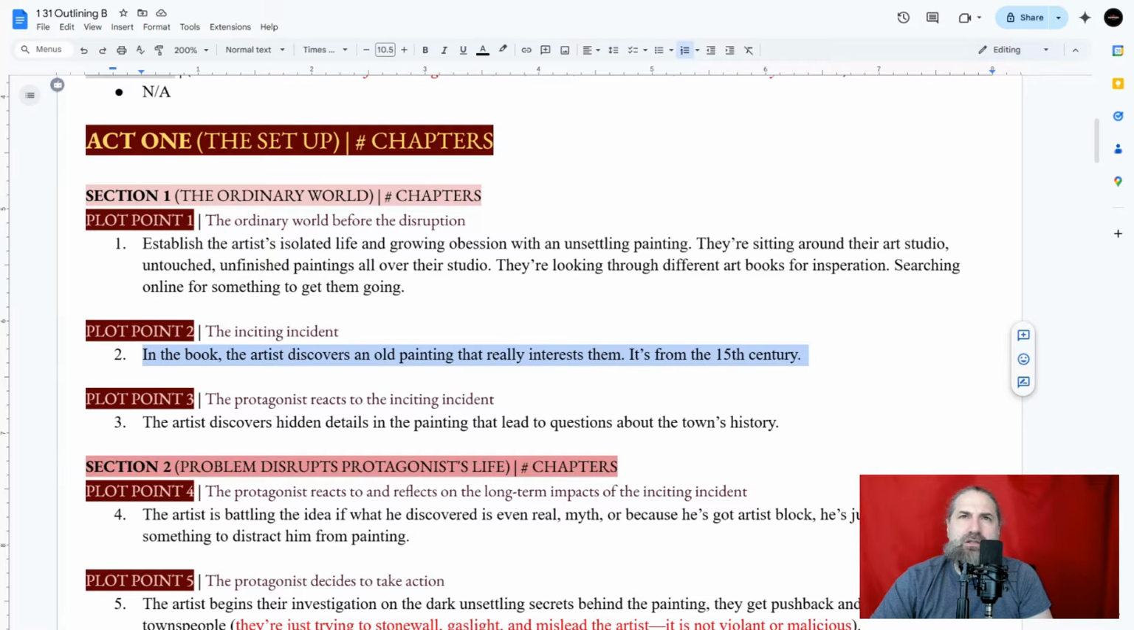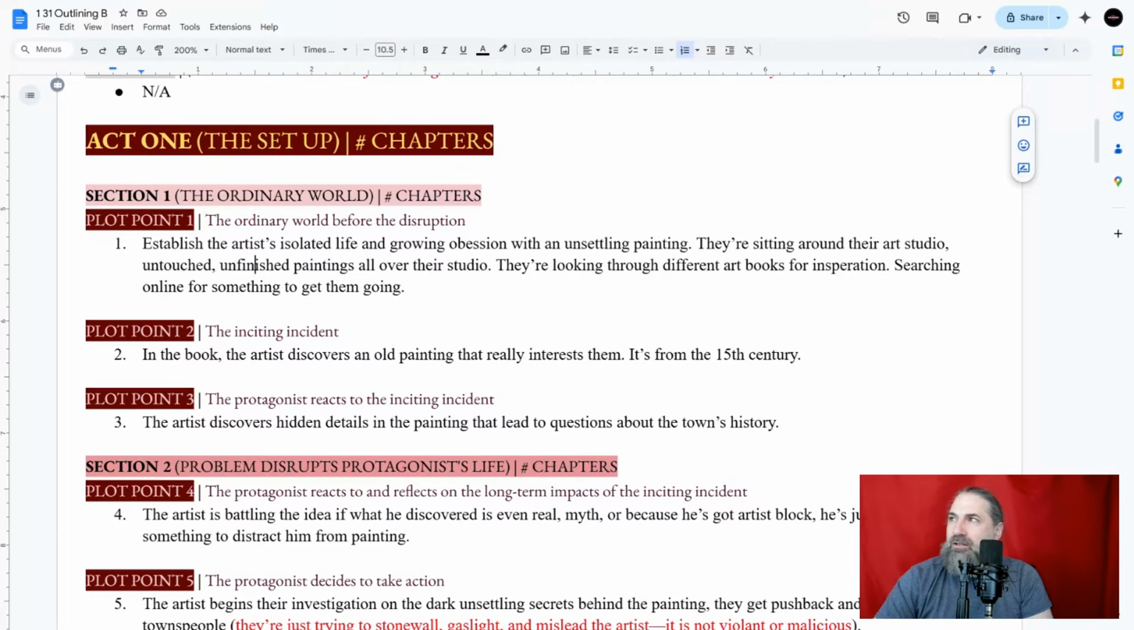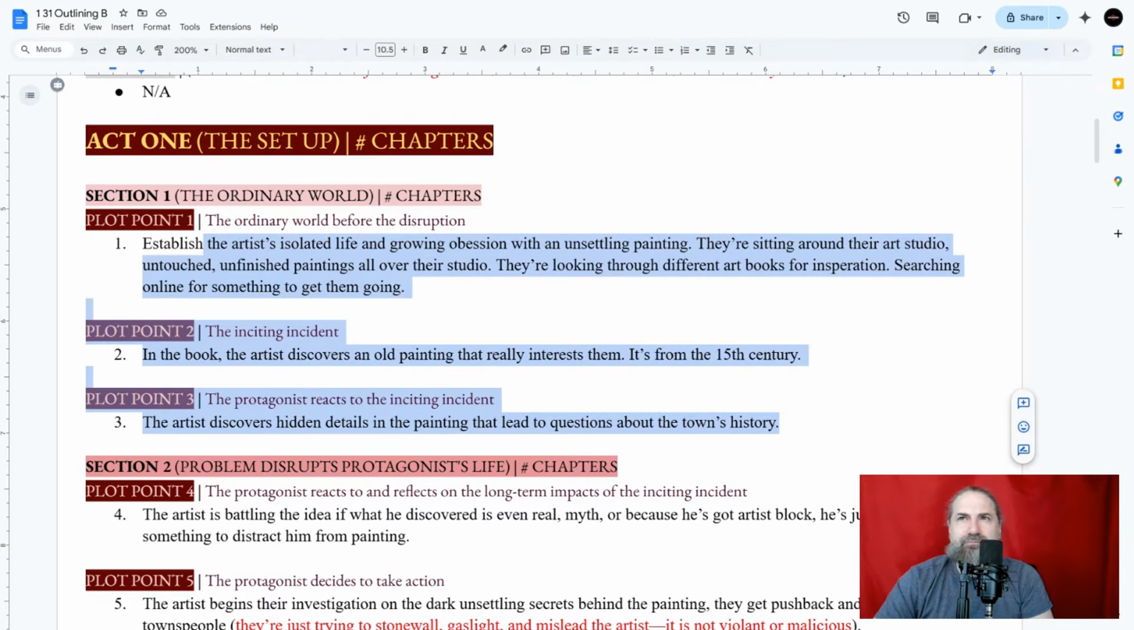The artist discovers hidden details in the painting that lead to questions about the town's history. So in the book, the artist discovers an old painting that really interests them. So I would even say these 3 beats could all be one chapter. You know what I'm saying? And if that's the case, look, this is one chapter, right?